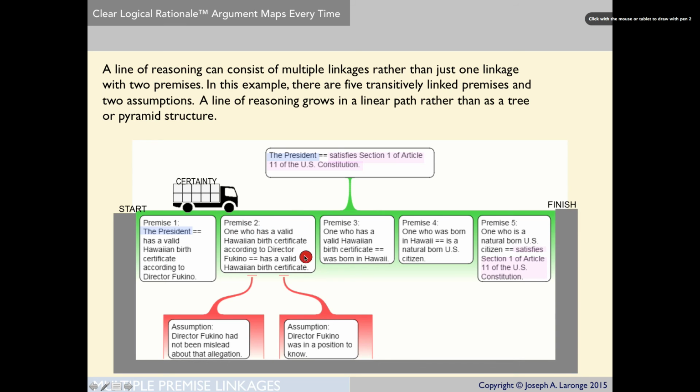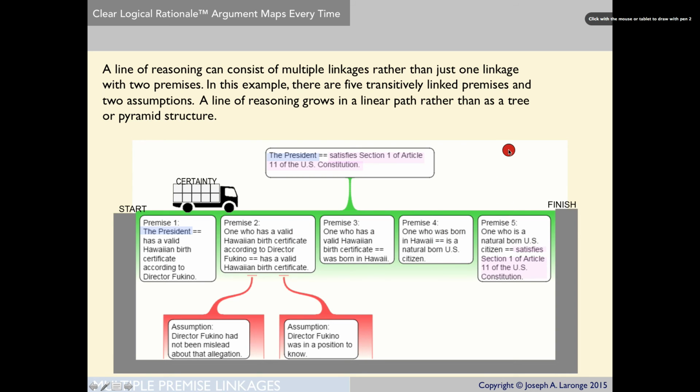And that same pattern, back to front, links all of these. And you also see that the subject of the contention, the president, is the subject of the first premise, and the predicate phrase of the contention right here is the predicate phrase of the last premise. And each of these sentences has been put into categorical form.